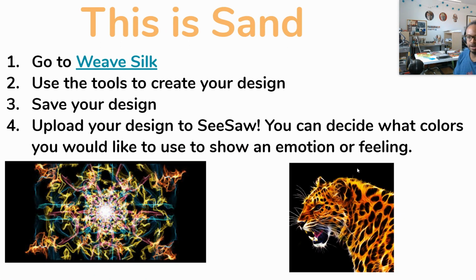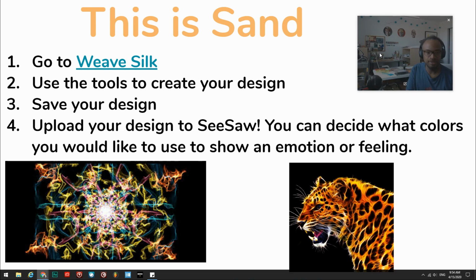To start my project, I need to go to Weave Silk. I have the link here in the slide. Then I use the tools to create my design, and then I save my design, and I'll show you how to do that. Then you upload your design to Seesaw, just like we did with This Is Sand. And remember, you decide what the colors are, you decide what the lines of symmetry are going to be. Everything is in your hands.